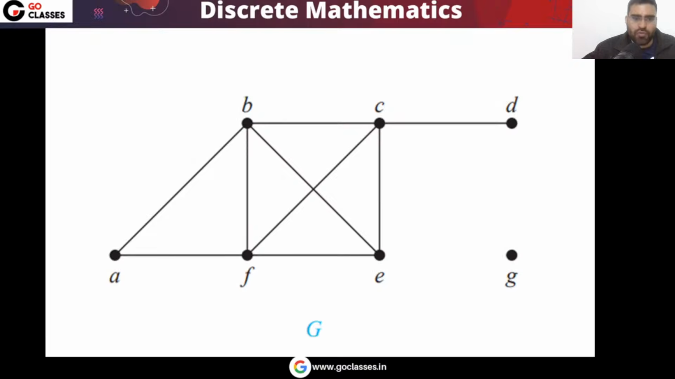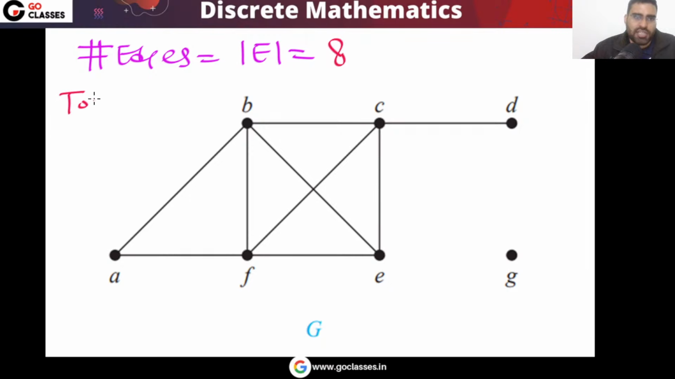Okay, so this is a very important result. Remember that total degree will be equal to twice the number of edges. Like consider this graph. In this graph you can check it out. Tell me, what is the number of edges in this graph? Look at the number of edges. That is 1 2 3 4 5 6 7 8. So the number of edges is 8.